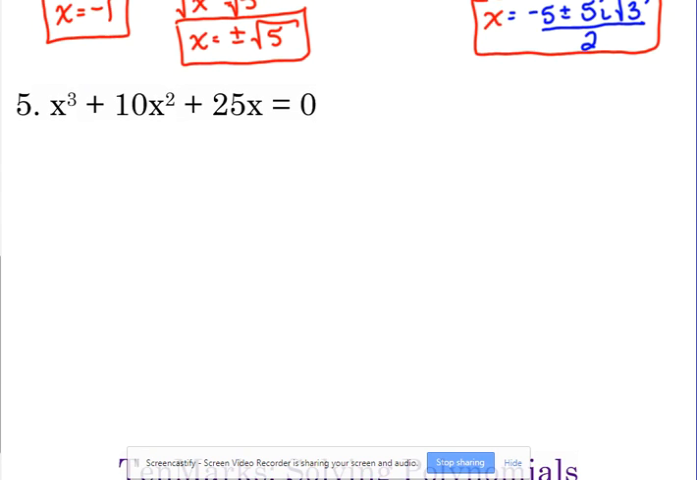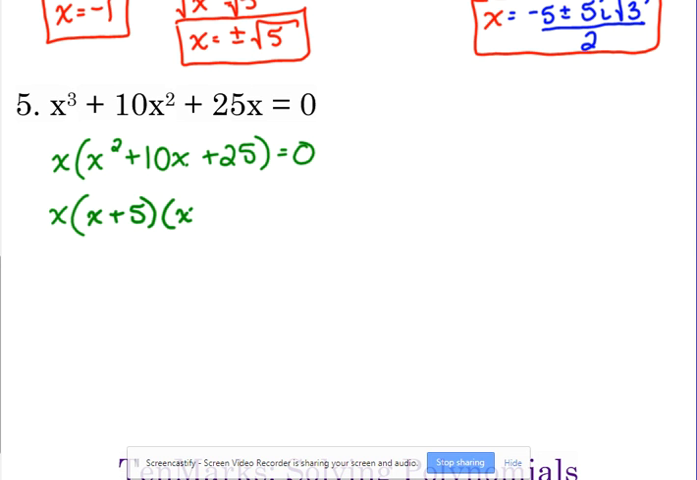Okay, let's do one more together, and then I'll let y'all practice for a little bit. We've got x cubed plus 10x squared plus 25x is equal to 0. So what do we do first? Take out an x. Take out a GCF of x. So we've got x squared plus 10x plus 25. That trinomial that we've got left there has a special name. Anybody remember what it is? Perfect square trinomial. Because 5 squared is 25 and 2 times 5 is 10, so this factors into x plus 5 times x plus 5.